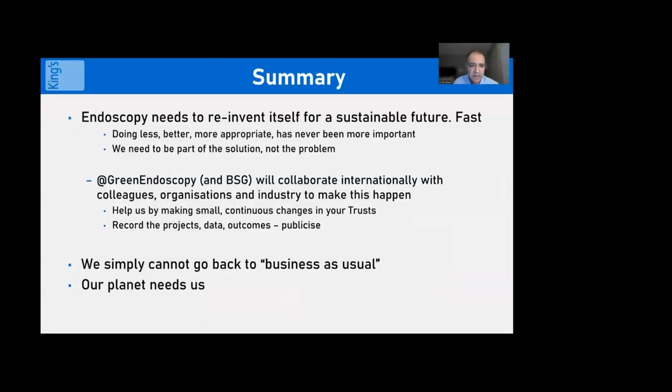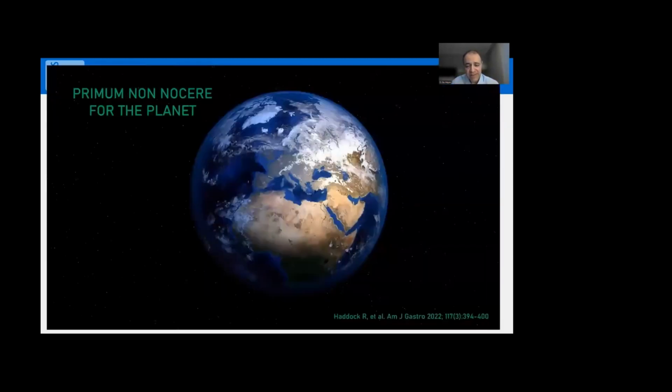To close then, Mr. Chairman, endoscopy needs to reinvent itself for a sustainable future, and fast. Doing less, doing better, doing more appropriate has never been more important, but there are other things that we need to do. You can make small changes in your hospitals. You can record the data, tell us about it, publicize, tell others about it. We cannot simply go back to how we were doing business as usual pre-COVID. Our planet needs us to change, and first do no harm has to also include the planet.